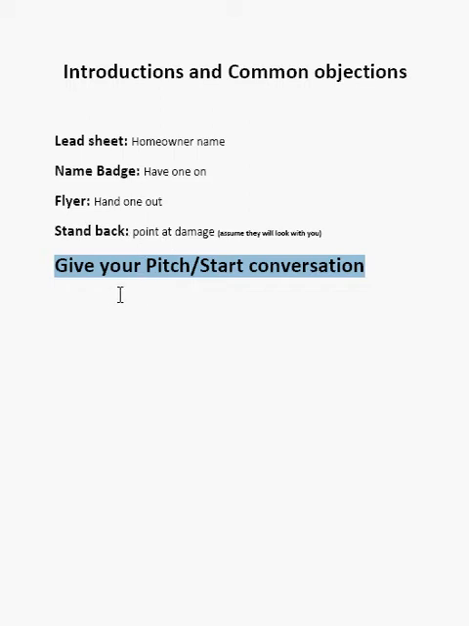Some brief examples of the difference between starting your pitch and starting your conversation. If you knock on a door and the person is automatically just not wanting to be with you in the situation, they look a little irritated. First words out of their mouth were, "I'm busy." Okay, you're probably going to want to start a conversation as opposed to give your pitch. The reason is they don't want to hear your pitch. They already told you they don't want to hear your pitch. So what you want to do is start a conversation.